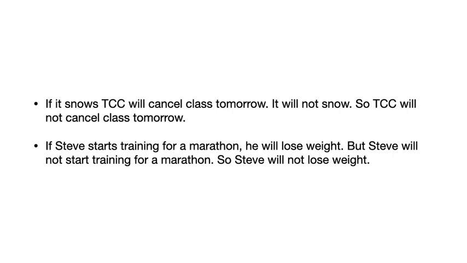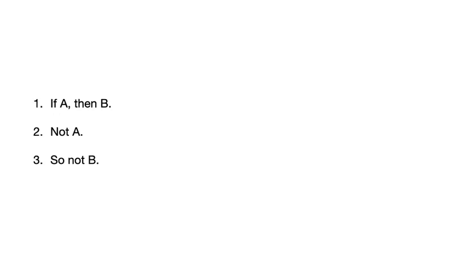Or some diet that actually works. Lots of ways to lose weight. Training for a marathon might be one of them. But we don't know from the fact he's not training for a marathon that he won't lose weight. One reason TCC will cancel class is if it snows, but we don't know from the fact that it's not snowing for certain that we will have class because there are other reasons to cancel class. So this is a fallacy. If A, then B; not A, so not B.